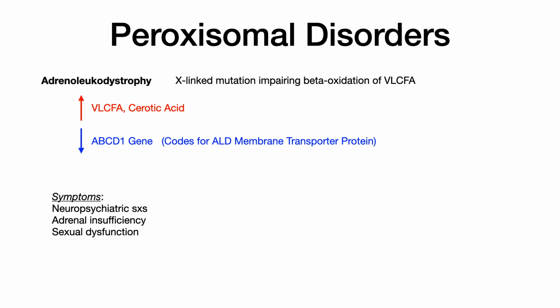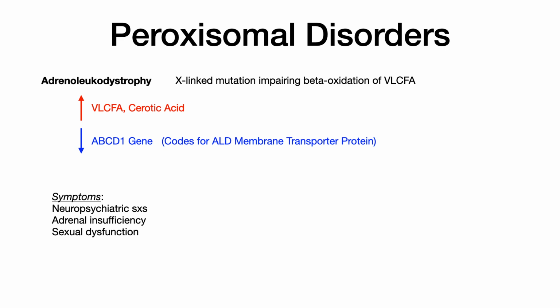Because of this, we see increased levels of very long chain fatty acids, more specifically cirrhotic acid. And this is due to decreased ABCD1 gene, and that's the gene that codes for the ALD membrane transporter protein. The symptoms in adrenoleukodystrophy that you want to think about are neuropsychiatric symptoms, so just behavioral problems, things like that, adrenal insufficiency, and sexual dysfunction.